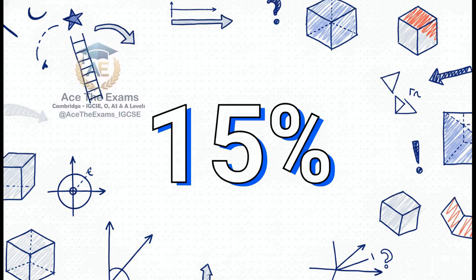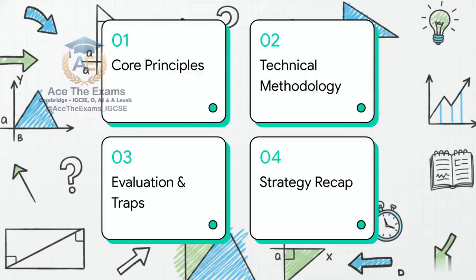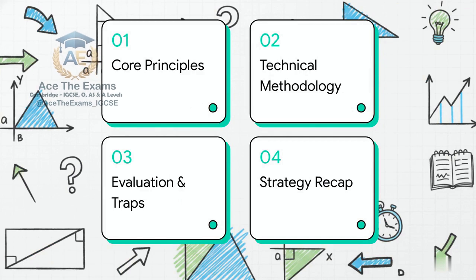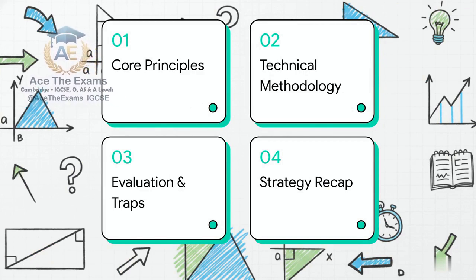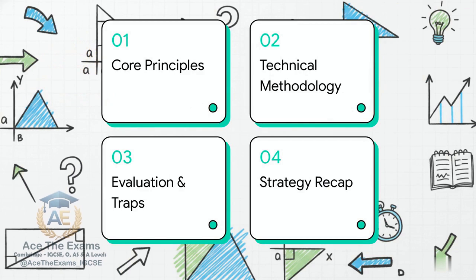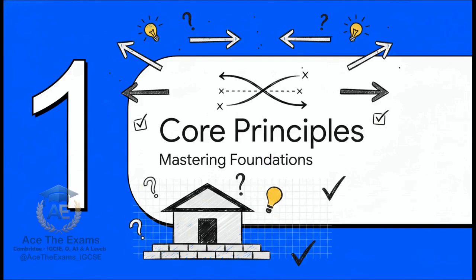I'm going to show you exactly what the chief examiners are actively looking for on your script. To unlock those marks, we are following a crystal clear blueprint today. First, core vector principles. Second, the technical methodology. Third, evaluation and examiner traps. And finally, an ultimate strategy recap. Let's kick things off with Section 1, Core Vector Principles.